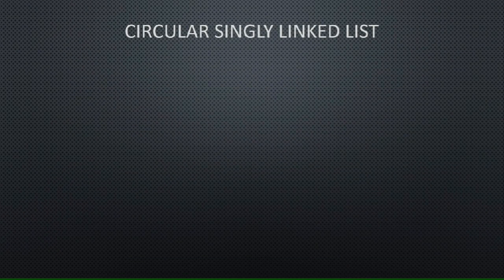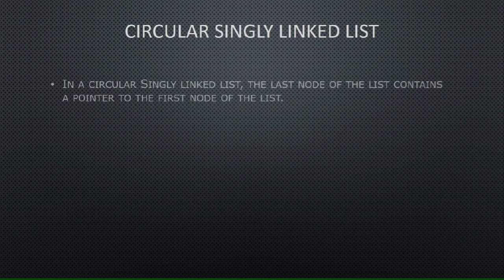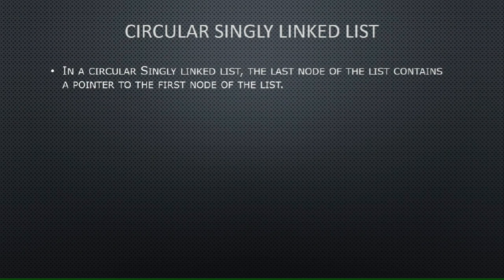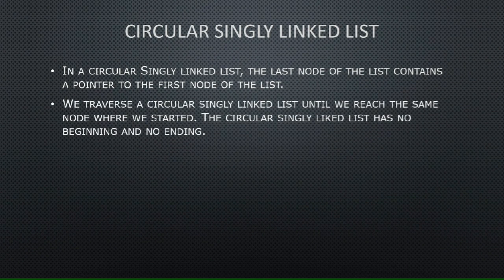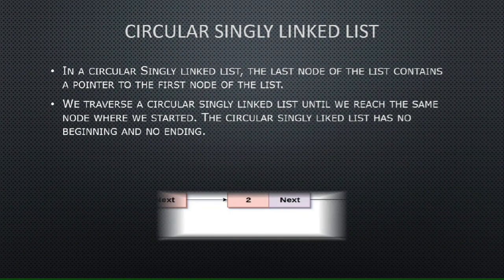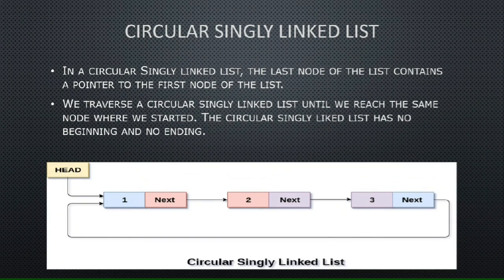The third is the circular singly linked list. In a circular singly linked list, the last node of the list contains a pointer to the first node of the list. We traverse a circular singly linked list until we reach the same node where we started. The below photo explains how a circular singly linked list works.